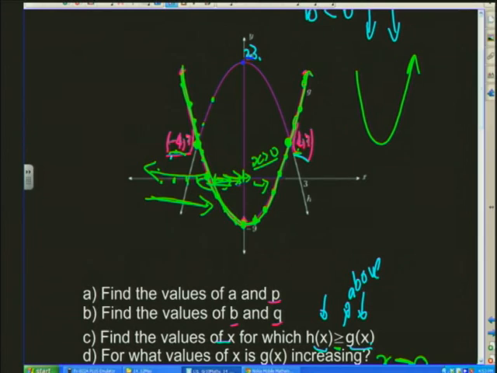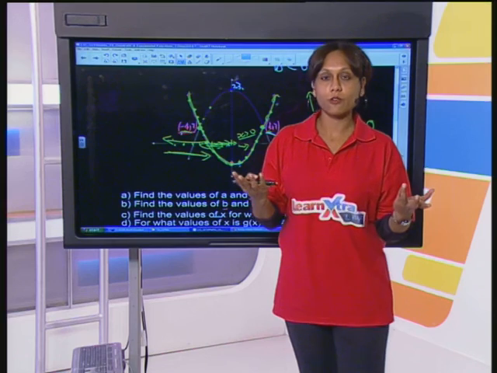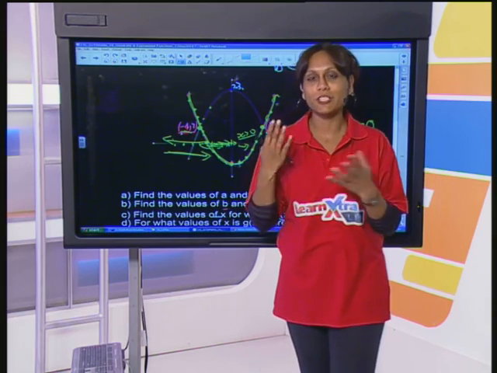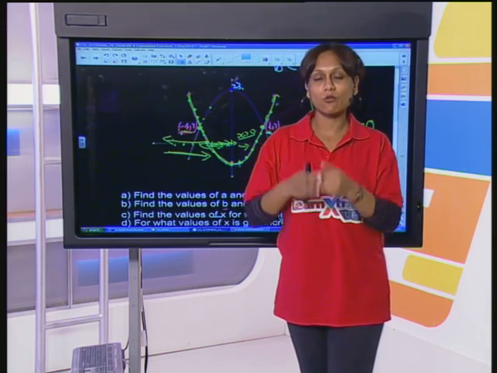Remember that? It's your shape in your parabola. g of x can't be negative. A has to be greater than naught, because that's how your functions work. When you're dealing with parabolas, if a is greater than naught, it determines your shape.